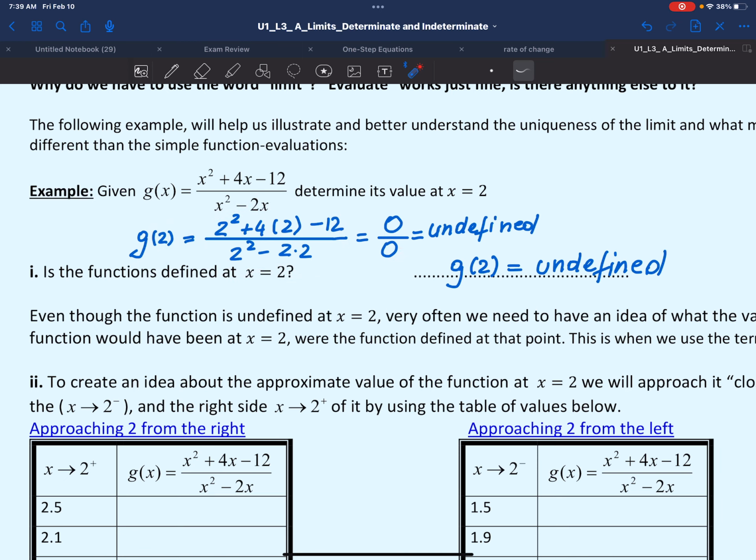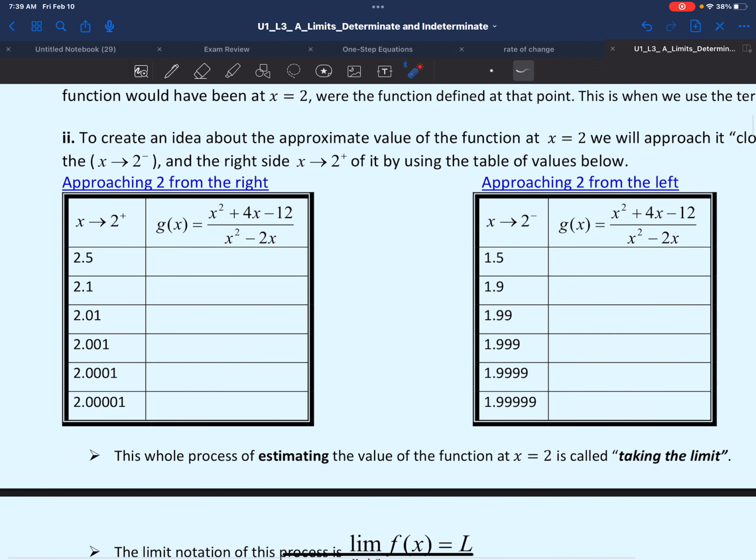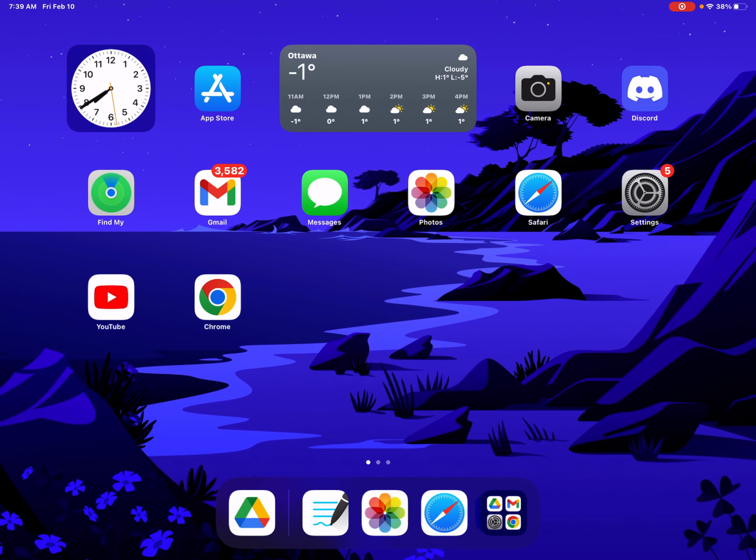So even though we don't have a value of a function at 2, we need to know an estimated value of the function around 2 so that we can at least predict what's going to happen at that point. So what we do in this case, to get an estimated value of y, is we approach x equals 2 from the right and left hand side to see what happens and what the values of y will be around.